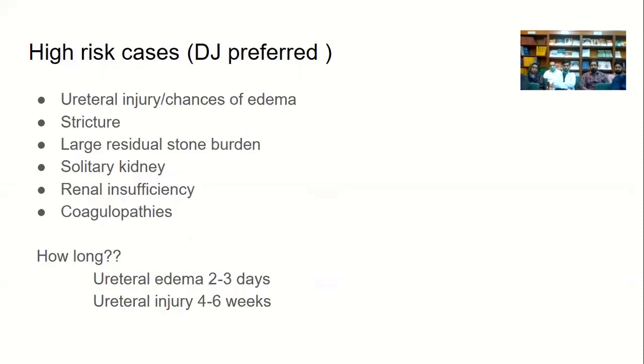The preference of DJ is also indicated sometimes if we have performed prolonged surgeries and there is chance of some complication. If we are suspecting that there is ureteral edema, then we can place a catheter for 2 to 3 days. However, if there is some ureteral injury, then the DJ stent is placed for 4 to 6 weeks.